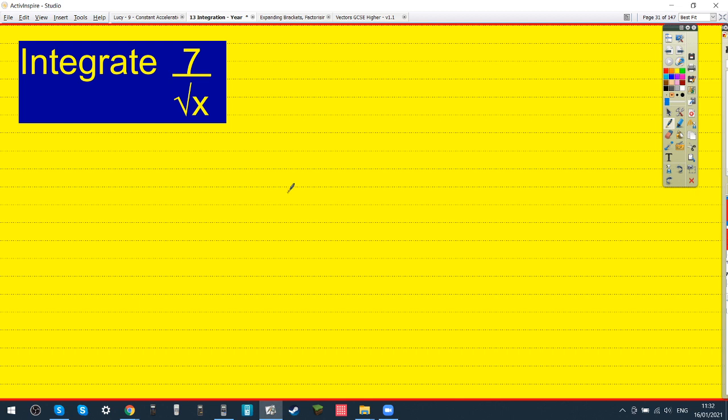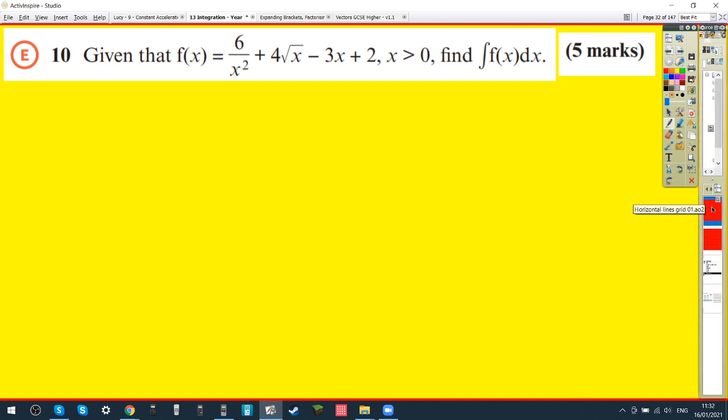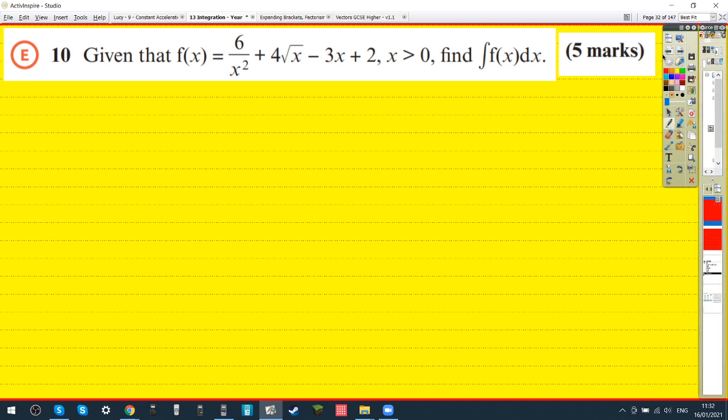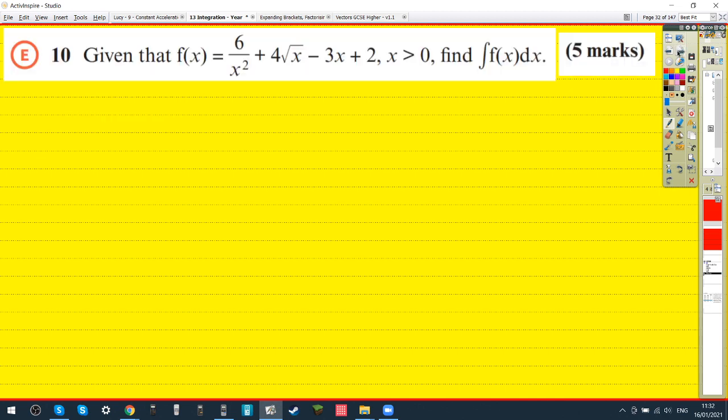I got 14x to the power of a half. Okay. Let's try this one. What was the working out for this one? So I changed the square root x into x to the power of a half. Minus a half. Yeah, when you flip it. So it's minus a half, and then you, yeah. That's great. Okay, and this one.